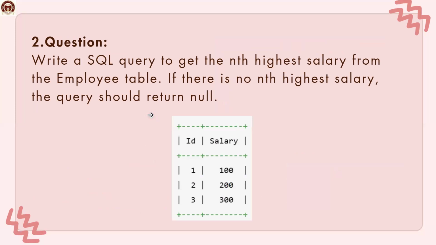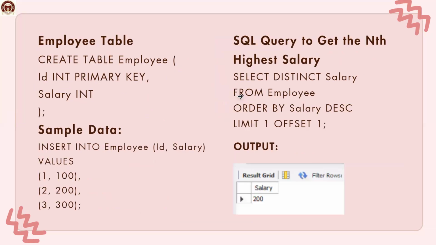Coming to the second one: write a SQL query to get the nth highest salary from the employee table. If there is no nth highest salary, the query should return null. Here I created an employee table and inserted some values into it. Here is the SQL query to get the nth highest salary: select distinct salary from employee order by salary descending, limit 1 offset 1.